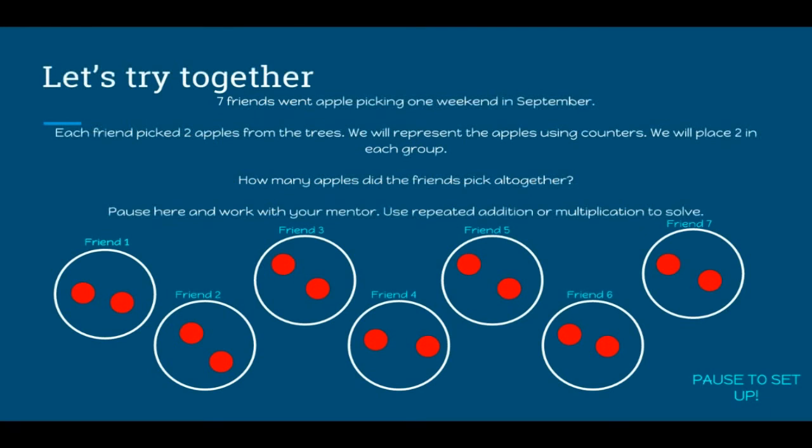How many apples did the friends pick all together? Pause here and work with your mentor. Try repeated addition or multiplication to solve. Instead of thinking of rows and objects in each row, replace the rows with the groups. Pause here and we'll see you on the next screen.